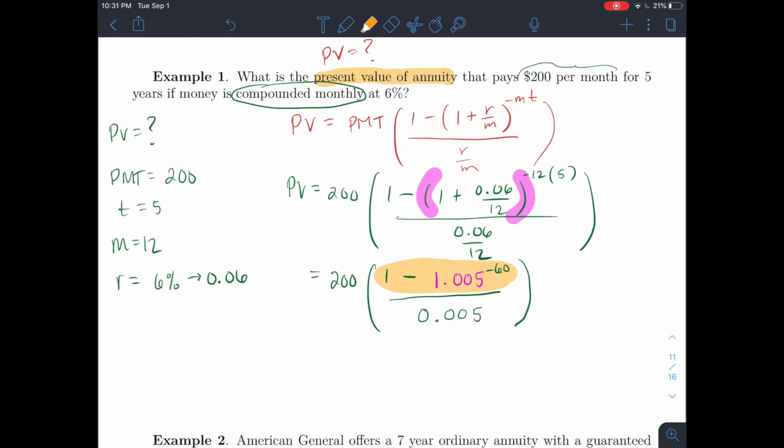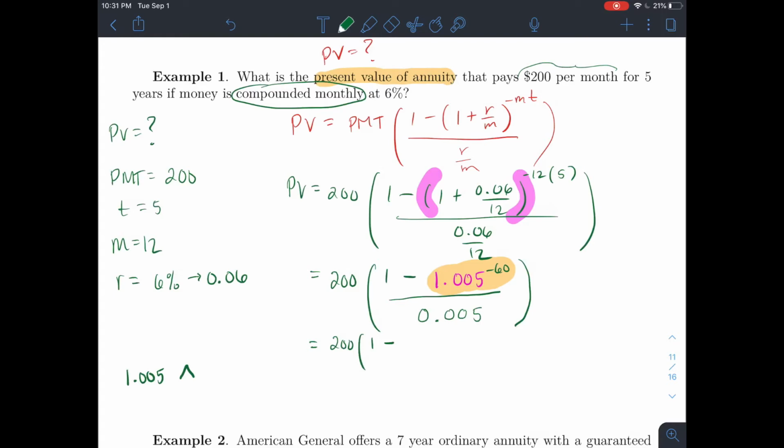And what I recommend is let's figure out what that 1.005 raised to the negative 60 power is. So the way I'm going to write this will be 201 minus, and when we're punching this into our calculator, you're going to type in 1.005, and then you're going to hit the exponent.